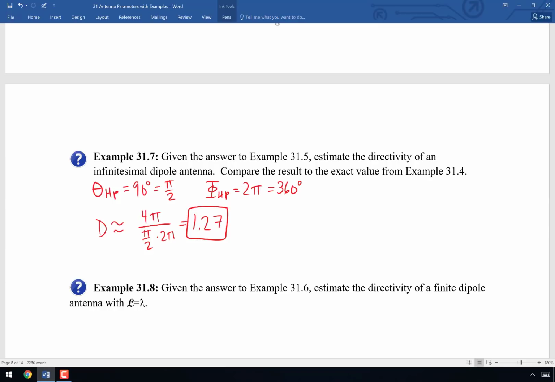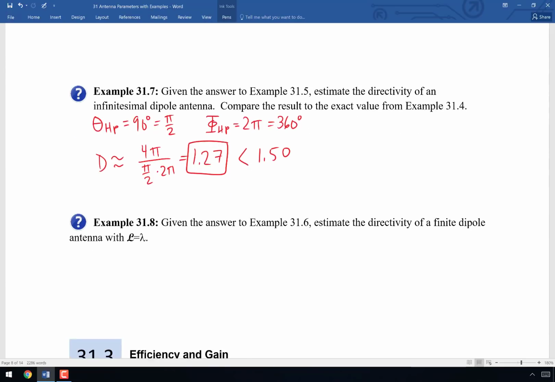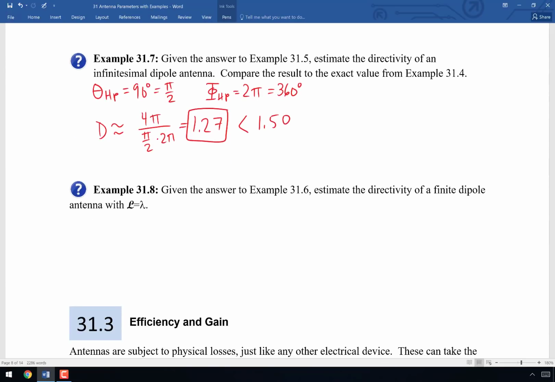Now we know that this is less than the correct value, which is exactly 1.50. So when I say that it's approximately equal to 1.27, they're fairly close. It's off by maybe 20%. And as the directivity gets higher, it's a better approximation. The infinitesimal dipole is kind of the worst case scenario here, but it's also the only one that I know the actual correct value of. So we wanted to do that comparison.